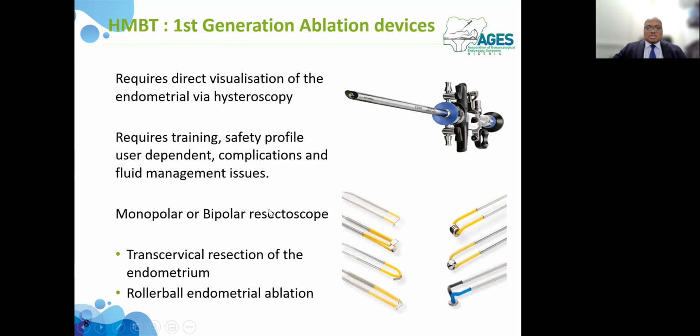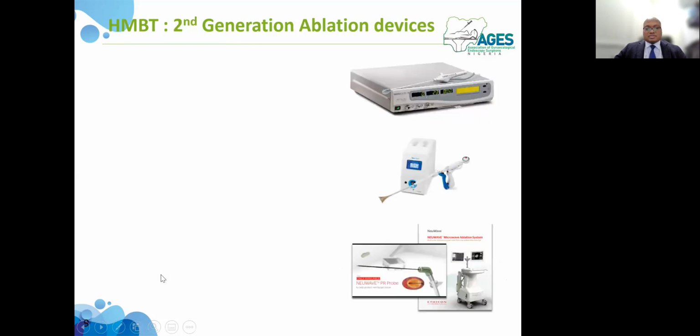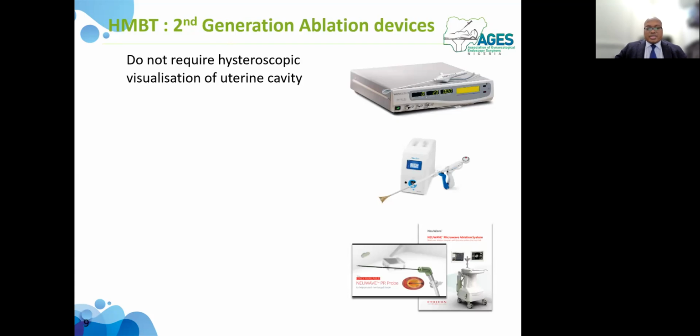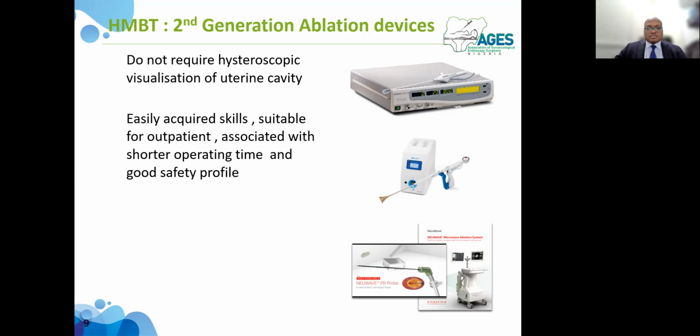In order to use this equipment, one uses the loop or the roller ball to achieve resection of the endometrium or ablate the endometrial lining. There are newer generation ablation devices. They do not require hysteroscopic visualization of the uterine cavity. However, a prior assessment via hysteroscopy and tissue obtained to rule out cancer or hyperplasia is advised.